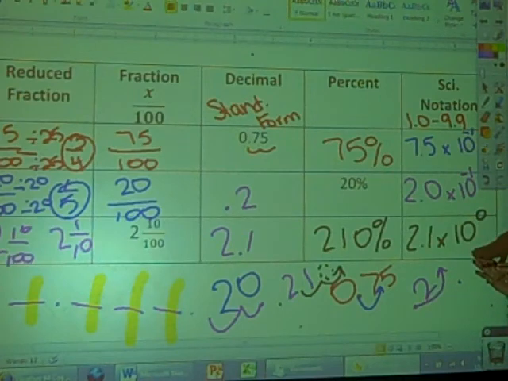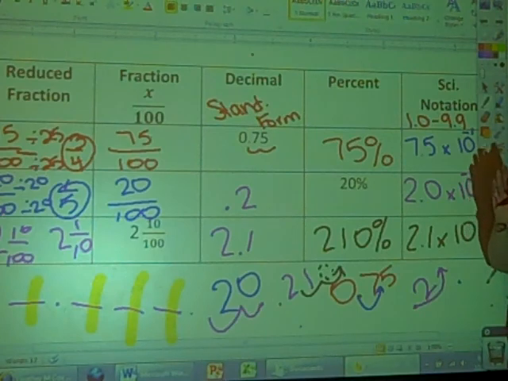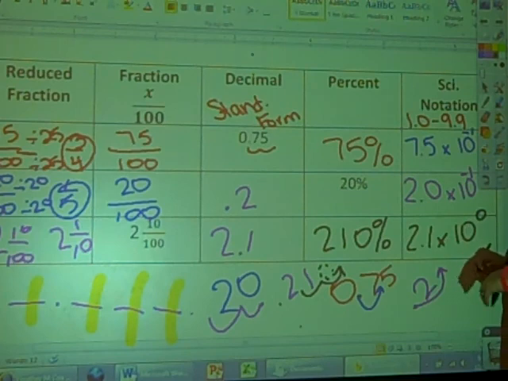So again, with your chart, you're not going to have a standard way to say, oh, I'm going to do the fraction, then the decimal, then the percent, then scientific notation. It depends on what they give you as to where you should want to work first.